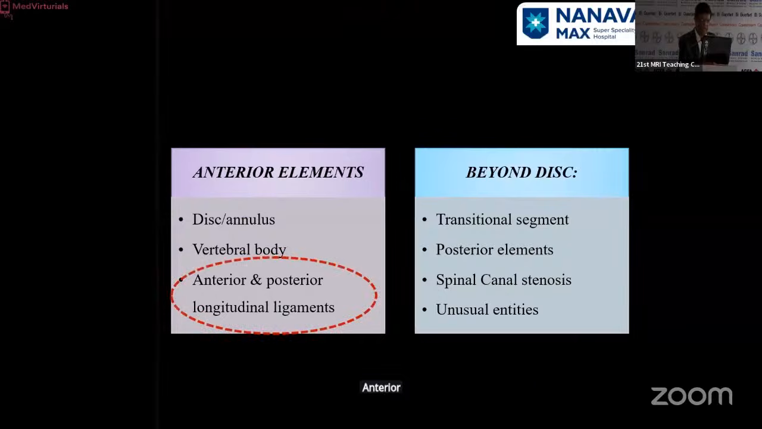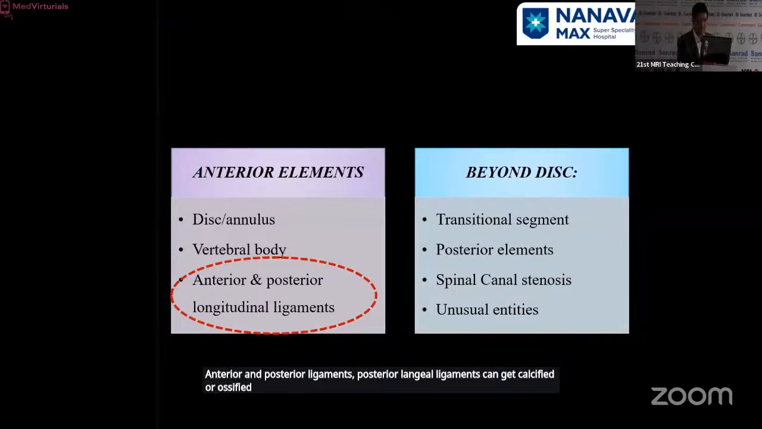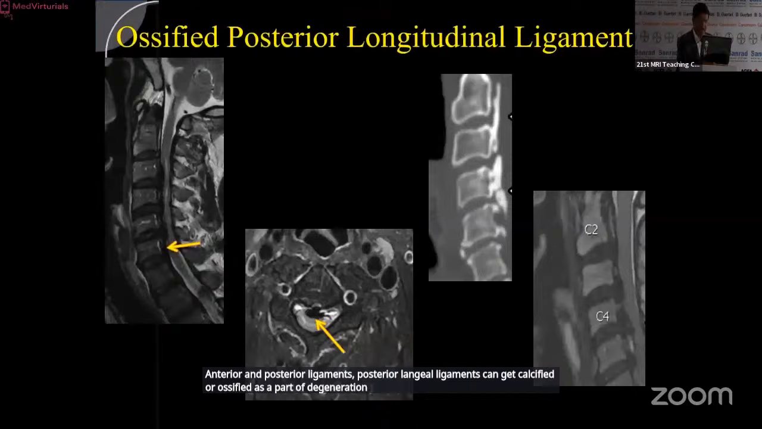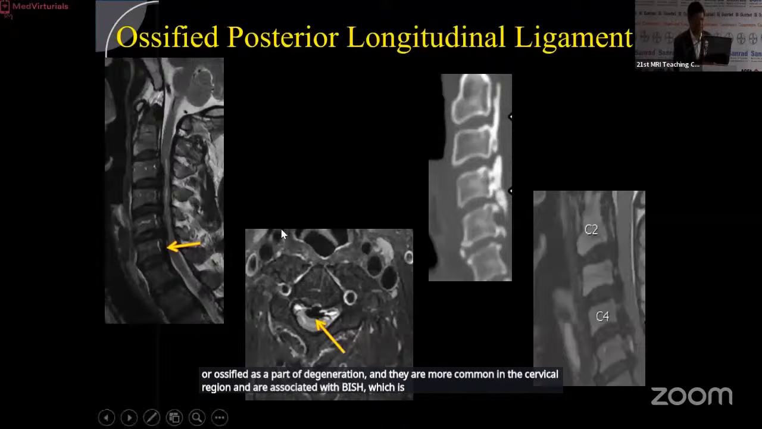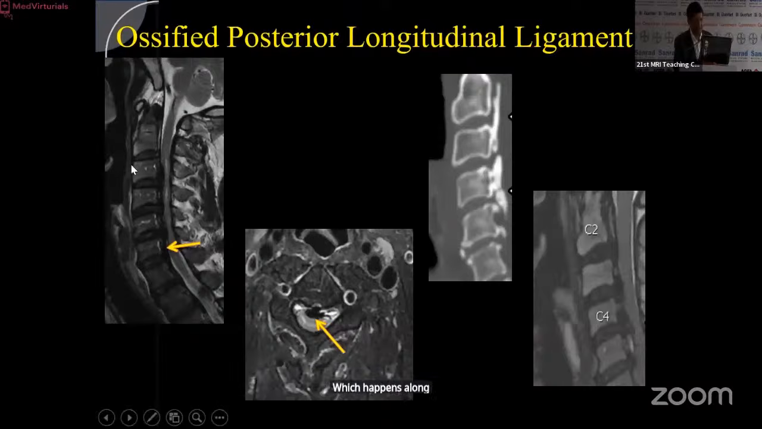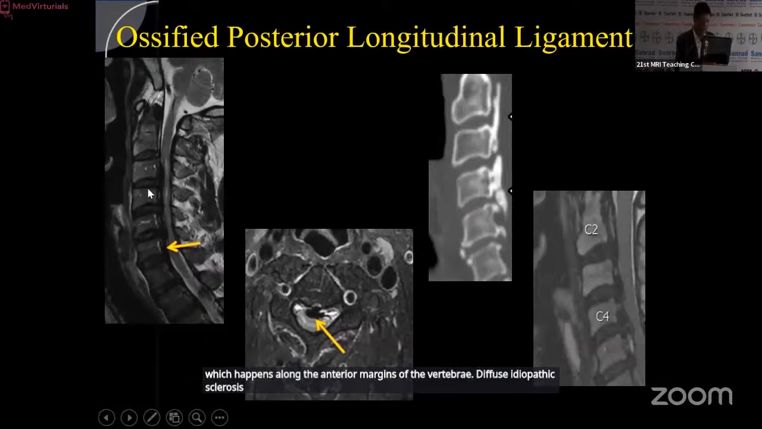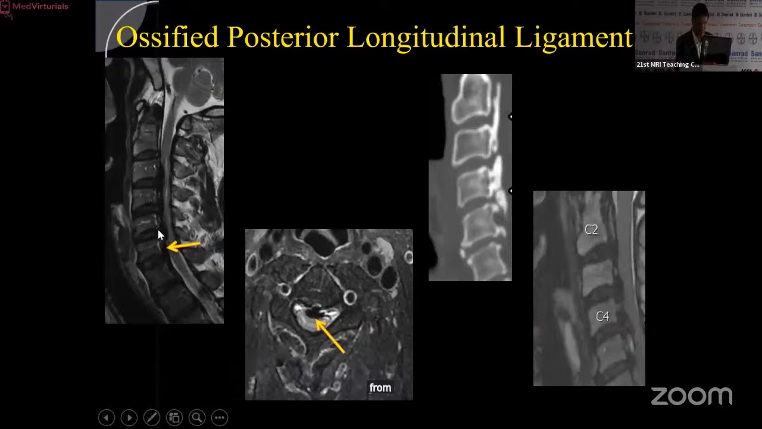Anterior and posterior longitudinal ligaments can get calcified or ossified as a part of degeneration, and they are more common in the cervical region and are associated with DISH, diffuse idiopathic skeletal hyperostosis, which is basically sclerosis that happens along the anterior margin of the vertebrae, but it can also happen along the posterior margin of the vertebrae. And here are 2 patients showing ossification of the posterior longitudinal ligament from C2 to C5.